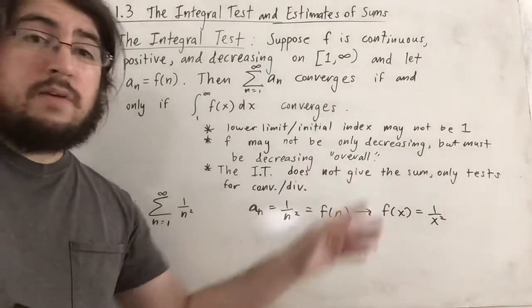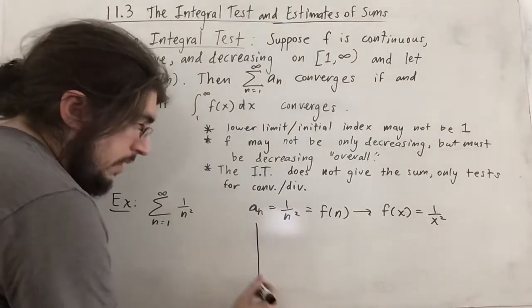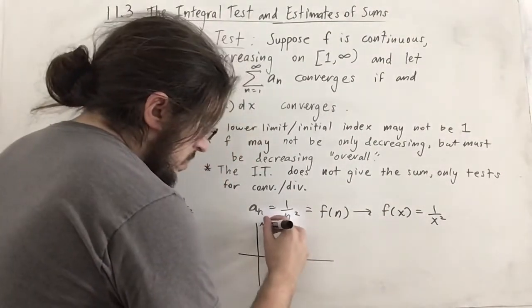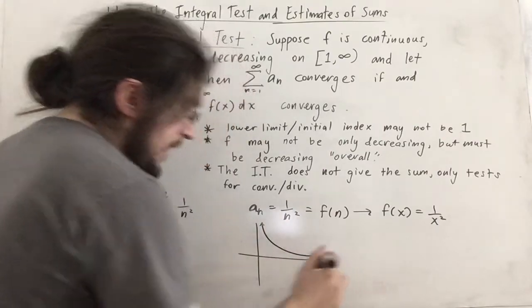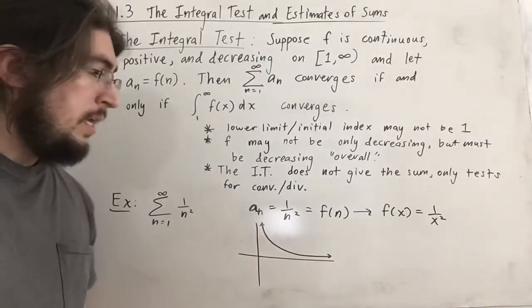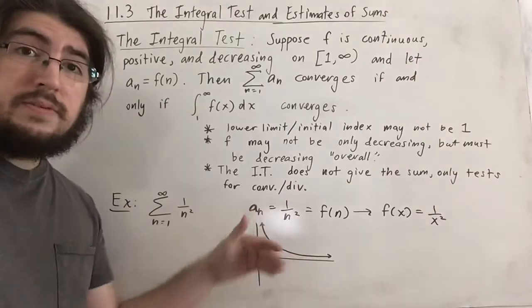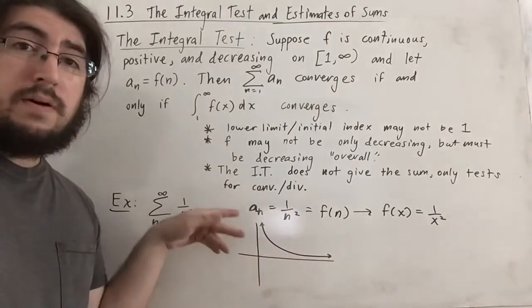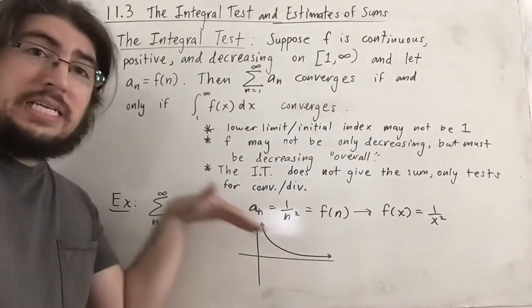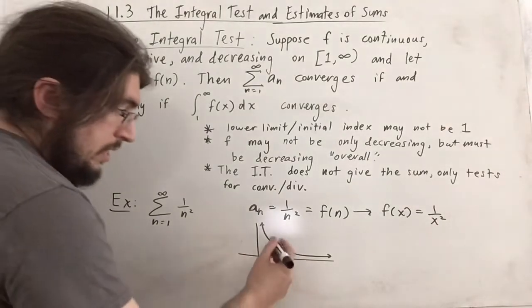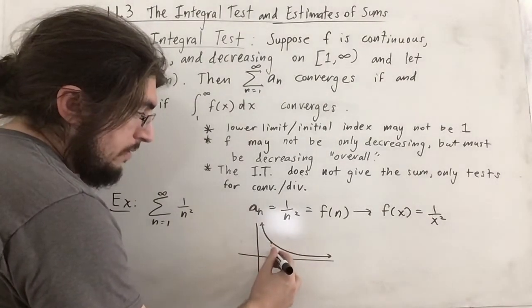And now notice, if you graph 1 over x squared, I'm just going to graph the right side. It looks like this. So notice it's positive, so all y values are above 0, and it's decreasing. Good. On the interval 1 to infinity is all we really care about.